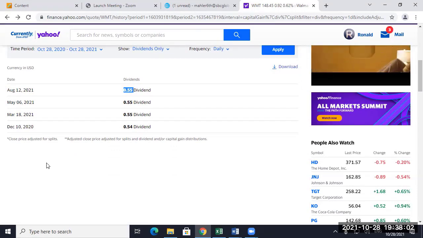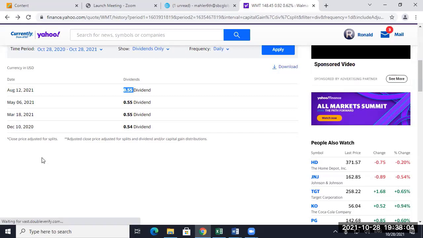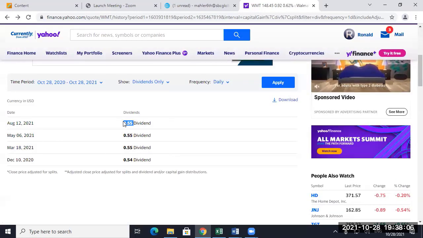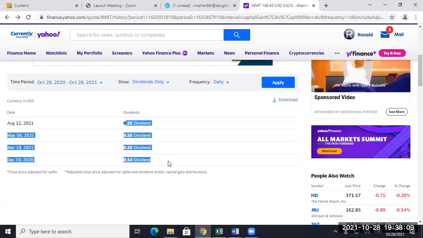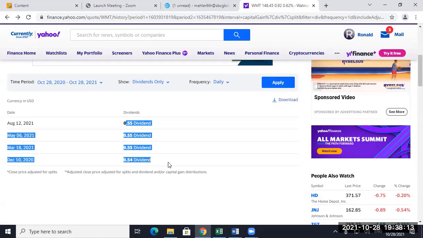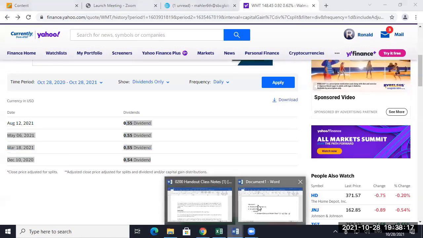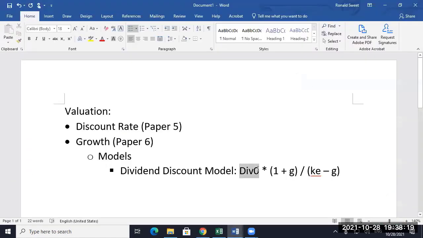I don't know what they're going to do with Costco with the wild fluctuations. All right, so you need dividend 0, which is just whatever the last 4 dividends are. We're going to talk about your firms that don't pay dividends, how we're going to get around that. Okay, I have a solution for that. All right, so that's pretty straightforward. So that's an easy number to get.